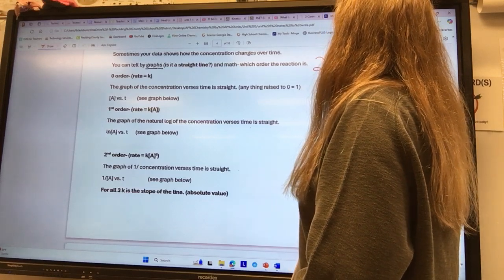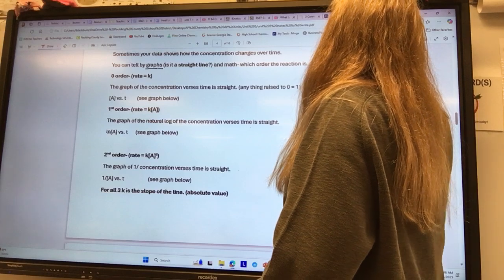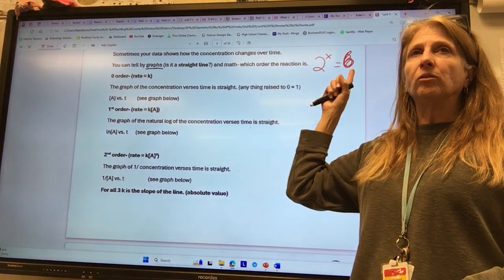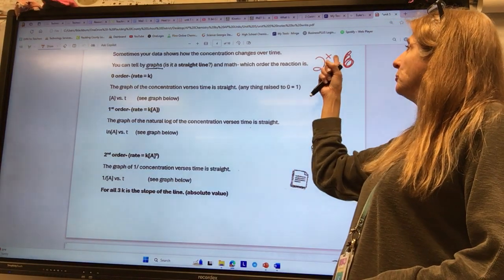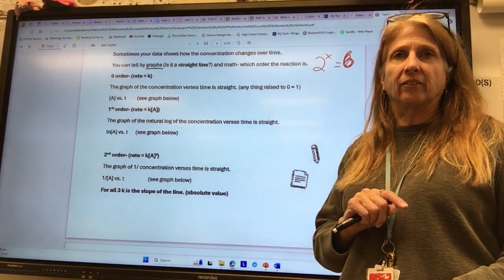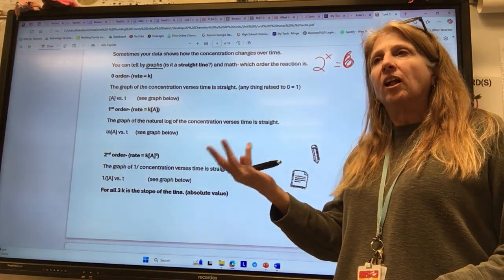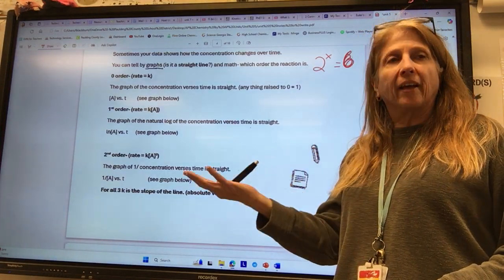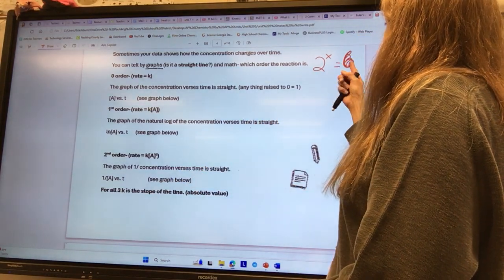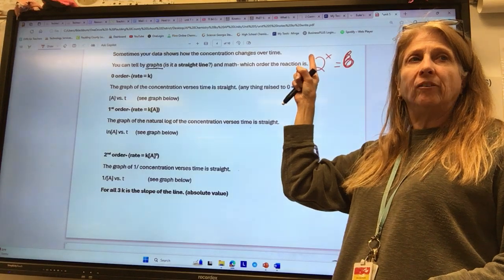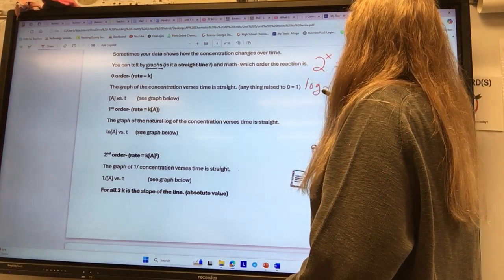2 to the what? What do you raise 2 to, to get 6? We know 2 squared is 4 and 2 cubed is 8. Well, what would you raise 2 to get 6? Just like adding is the opposite of subtracting, logs are the opposite of exponents. So that is what the question is. This 2 is called the base, so you do log base 2.